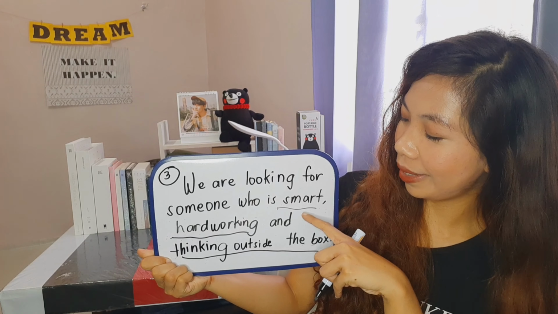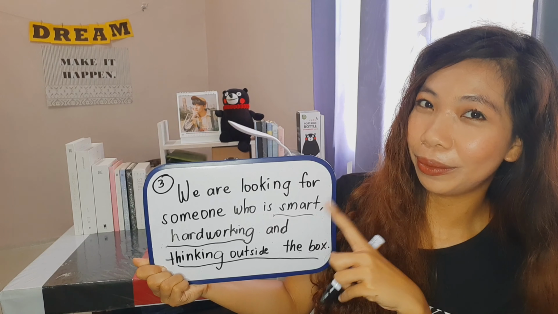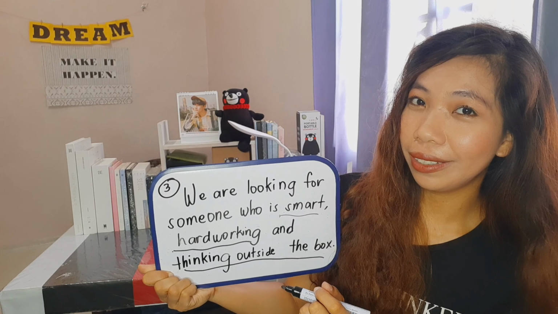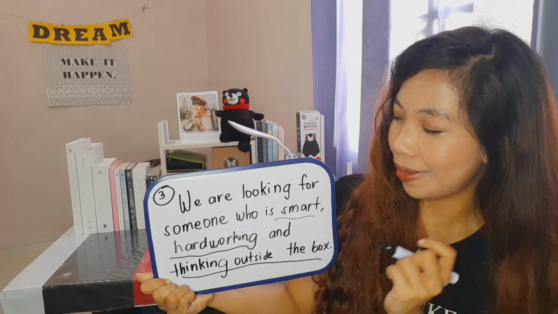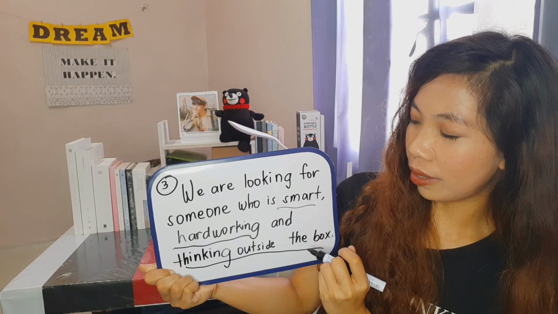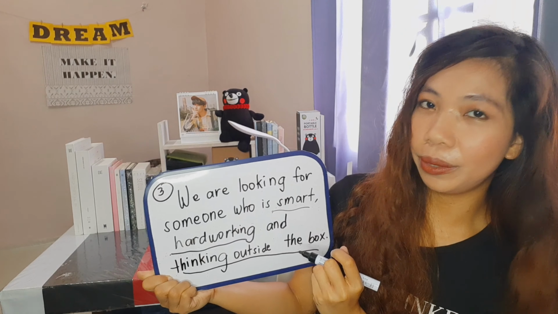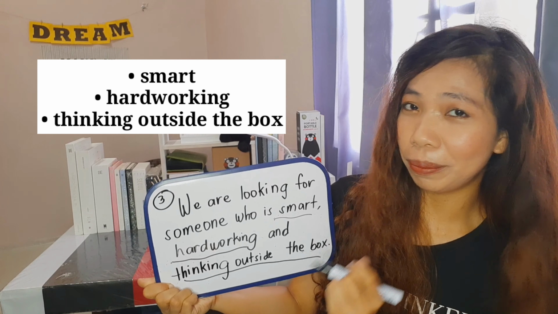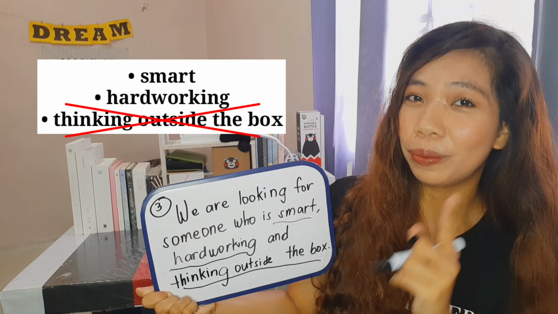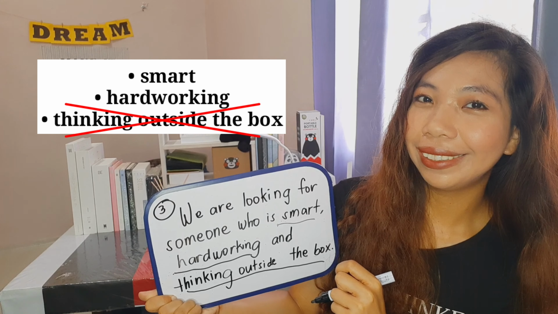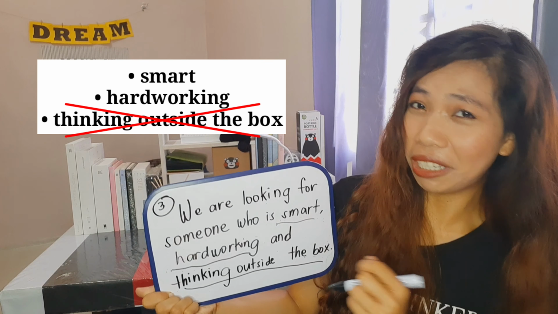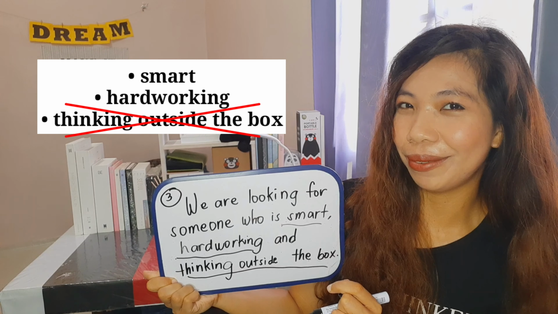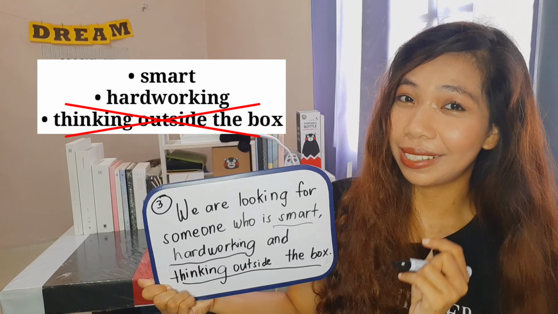Okay, look at this, smart. This one is what part of speech? It's adjective. Hardworking, which is also an adjective. Thinking outside the box. Well, this one could be an adjective phrase, but we can actually simplify this one and just have one word for this. What is that? We can just say, we're looking for someone who is smart, hardworking, and creative. Right? Now that sounds better.